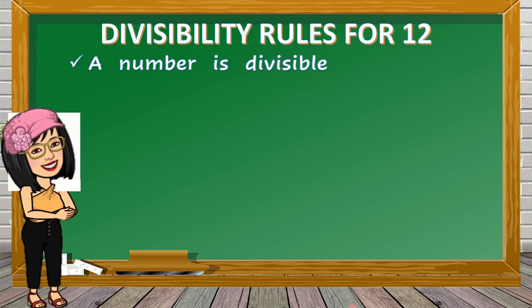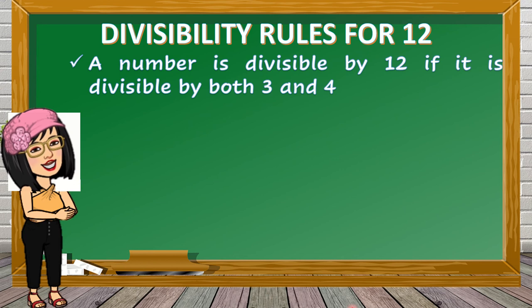Another rule is the divisibility rule for 12. A number is divisible by 12 if it is divisible by both 3 and 4. So, dapat dalawang steps ang gagawin mo sa 3 at saka sa 4.